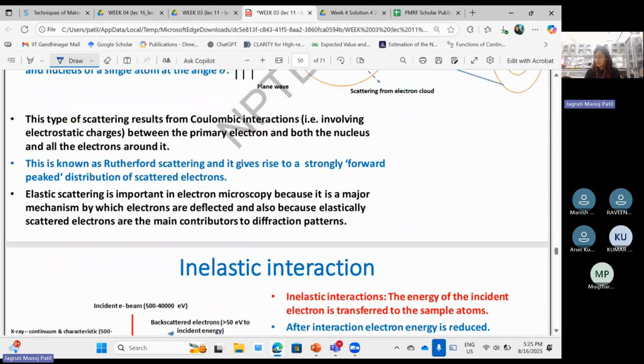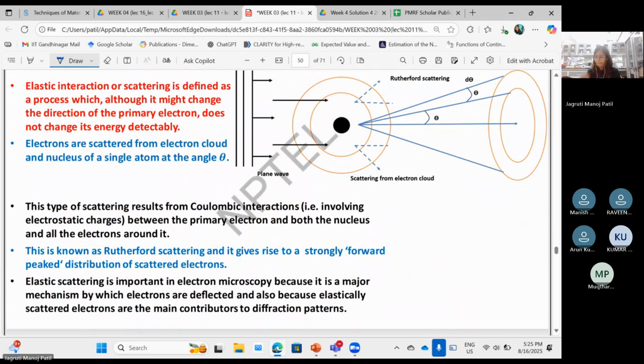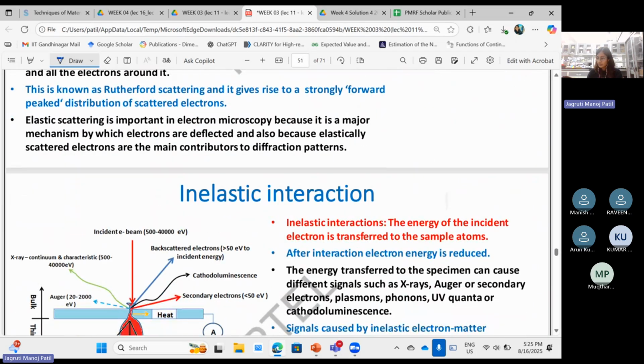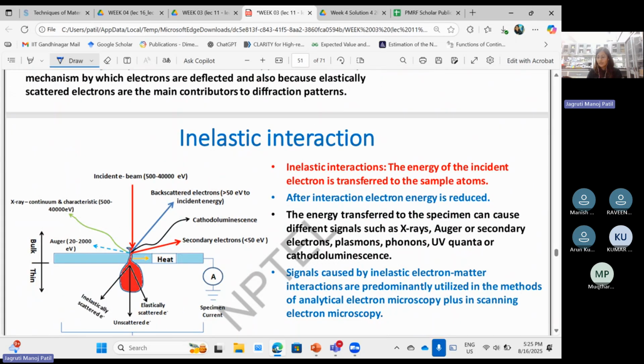So what we see over here is a process where it does not change any energy detectably, and the electrons are scattered from the electron cloud, if you see, at an angle of theta. Again, a semi-angle that is the angle of scattering versus the optical axis of your microscope, and there is a charge associated with it, so an amount of force is also related to it. How is that force related to it? We'll see that formula.